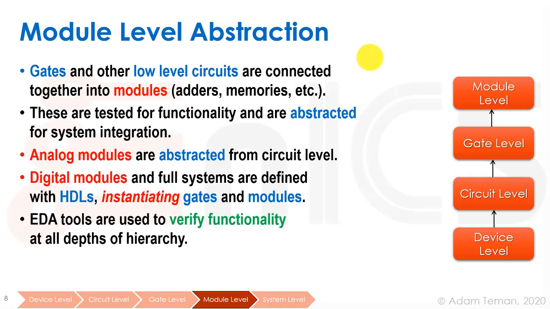Usually the analog design skips this gate level, so it goes directly from circuit level. We provide this black box of some sort of analog. If it's an ADC or a PLL, it may use gates inside too, but often it has transistor level things inside it, so it skips the gate level abstraction. Digital modules usually go through the gate level, and we define full systems based on the digital models with hardware description languages such as Verilog or VHDL. We instantiate the gates, and we can instantiate these more complex analog type of modules. We use EDA tools, electronic design automation, to verify the functionality at all depth of the hierarchy.